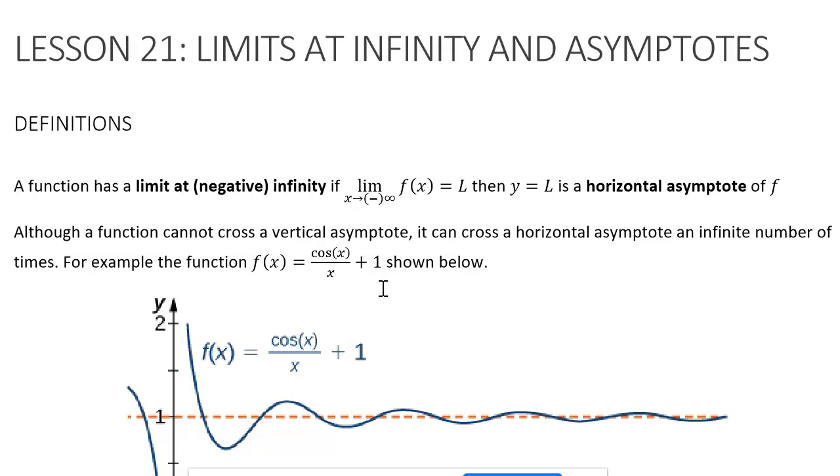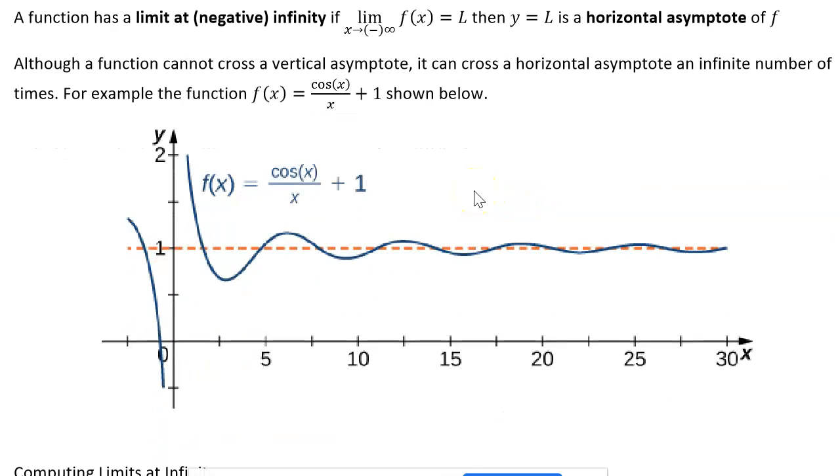A limit at infinity is defined in notation here at the top of the notes, where the function has a limit, a constant value that it approaches as x approaches either positive infinity or negative infinity. We call that limit, when we write it as the equation y equals L, a horizontal asymptote of the function. We've seen this and we've asked about this before. Although a function cannot cross the vertical asymptote, it can cross a horizontal asymptote an infinite number of times, so long as it's also approaching that value as x gets increasingly large.